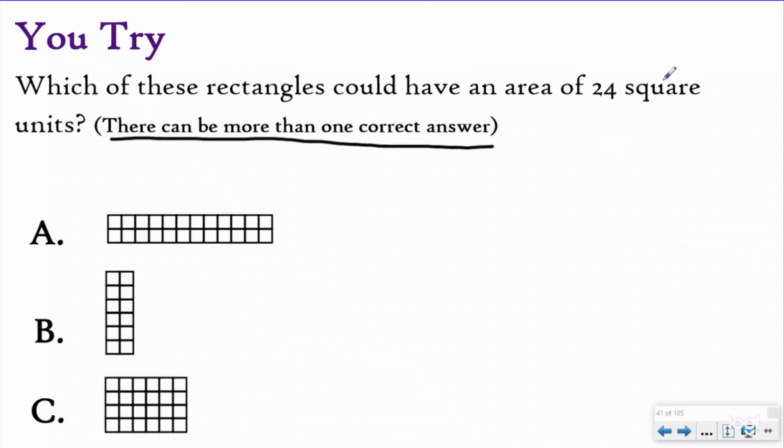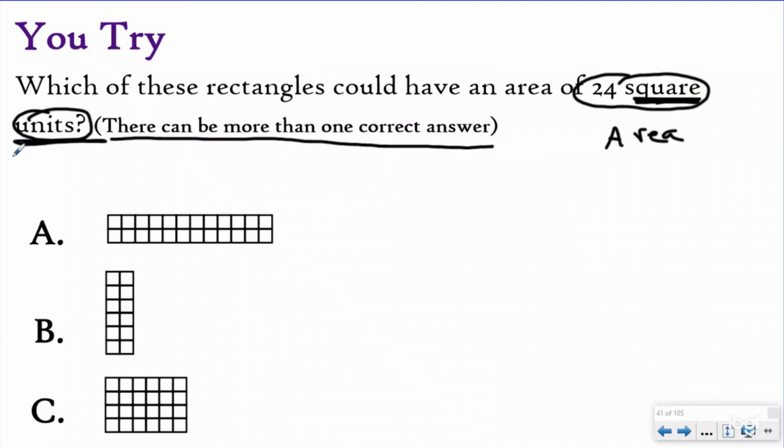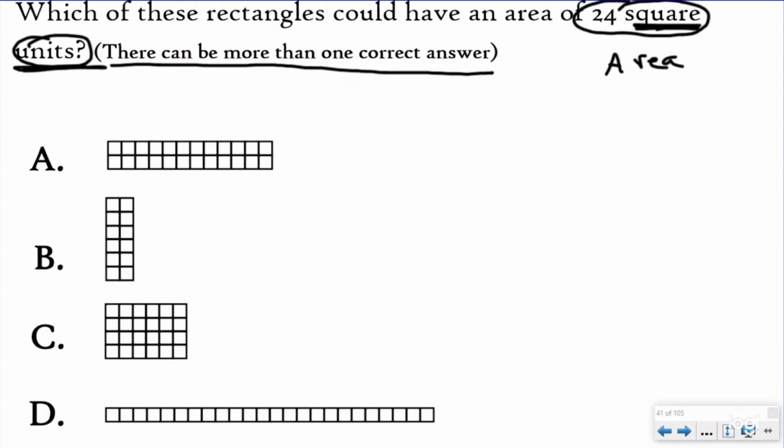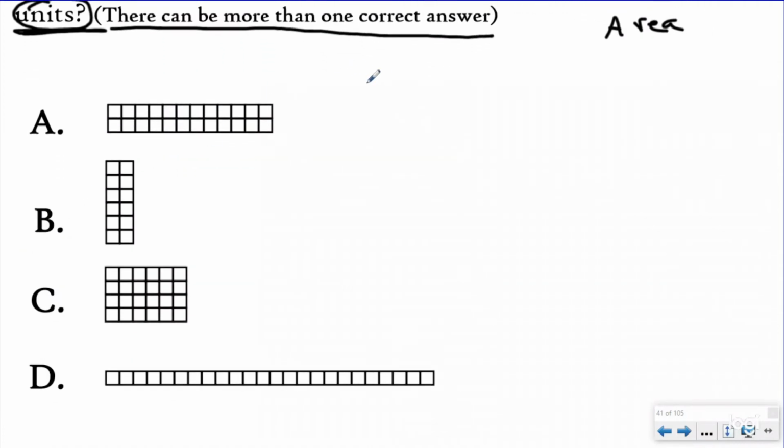Hopefully you just paused it. And I know, again, there's not really a statement to write, but I'm looking for the one that has an area of 24 square units. And I know that this was area because my units were squared, right? And that's what area is. You're covering shapes with square units or units squared. So all I need to do now is find the area of each of these and see which one has the area 24.